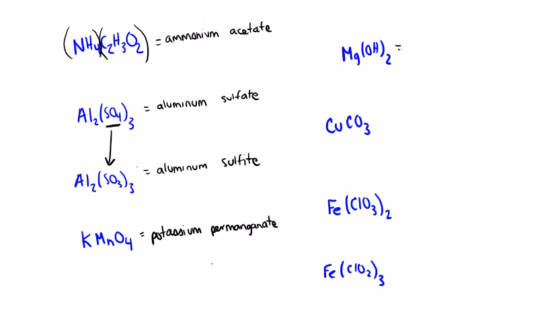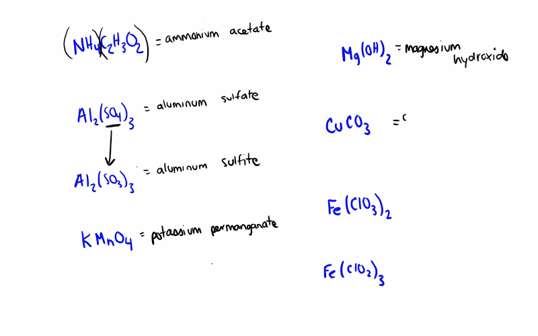MgOH2. So here's magnesium hydroxide. Gonna run out of room. So all of these, I have not had to think about Roman numerals. I haven't had to think about crisscrossing or anything. So now let's look at some with transition metals.